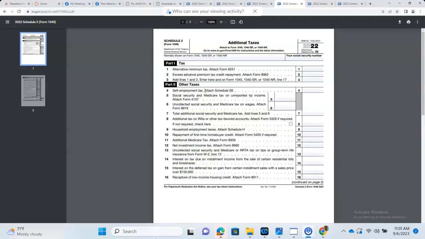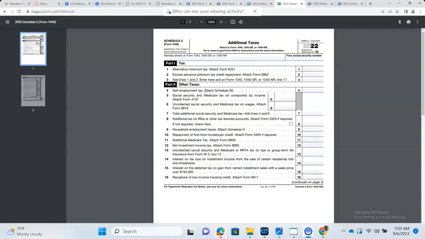12.4% for Social Security, up to a certain income threshold. It's about $140,000, but it changes every year, so you don't need to memorize it. Just Google it: Social Security threshold for Medicare taxes. You will see it. The software knows it also, if you are using software.